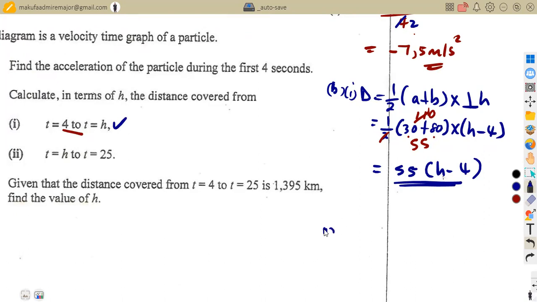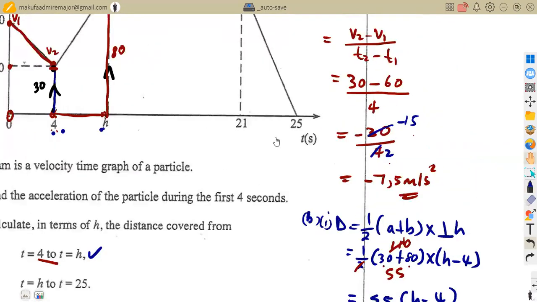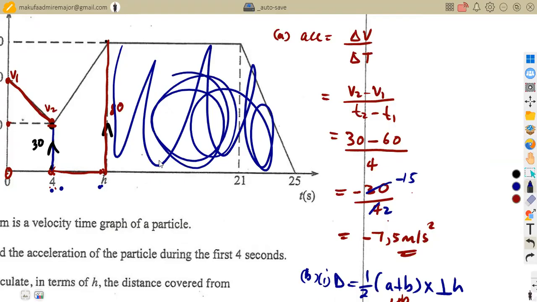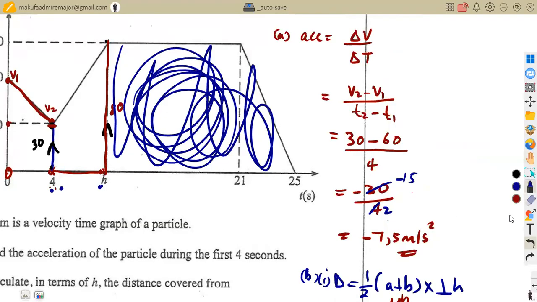All right, we move on to item 2. Now from t equals h up to t equals 25. Let's check what is happening from h up to 25. Again, an expression for distance, which is area. Now we want to consider the area under this shape, which is a trapezium. Again, the whole of this shape is a trapezium.